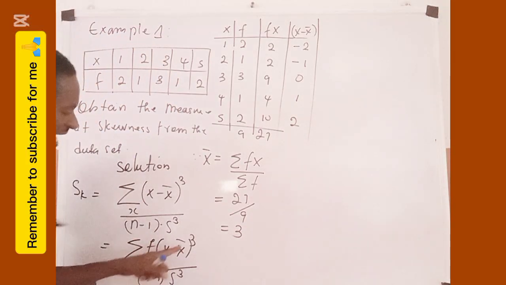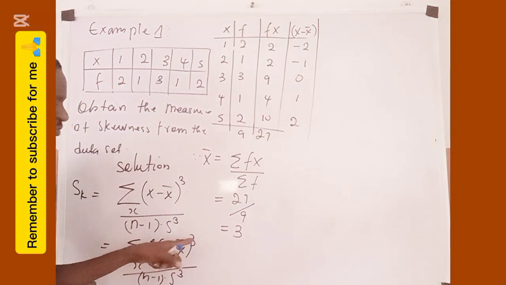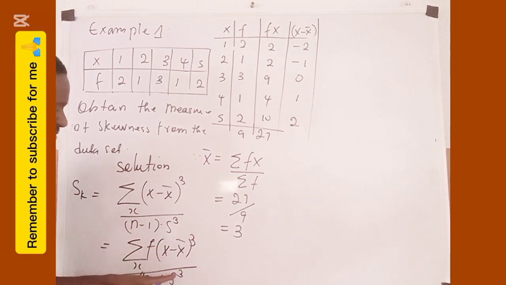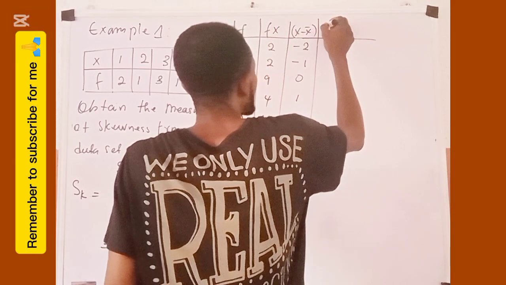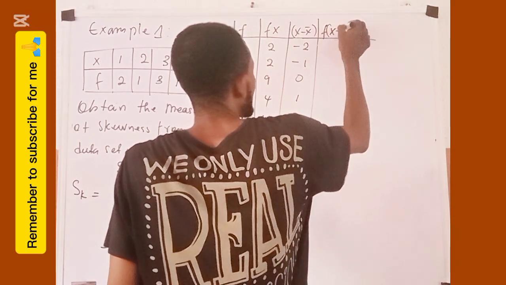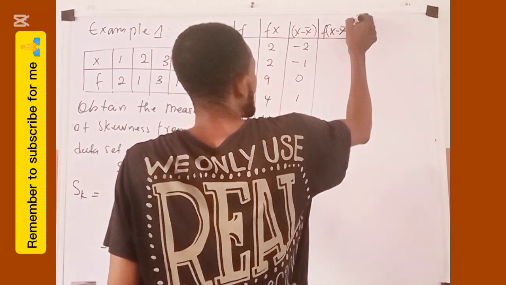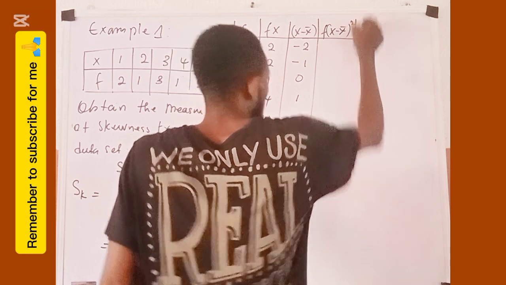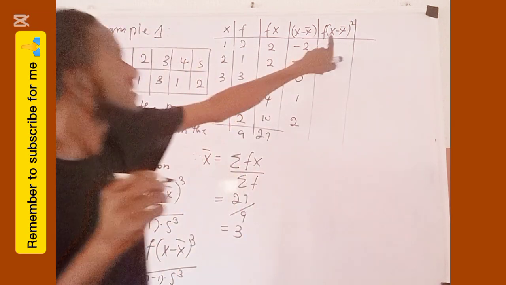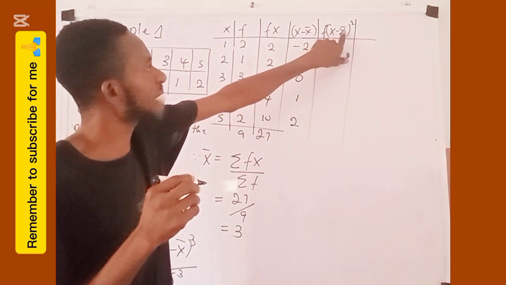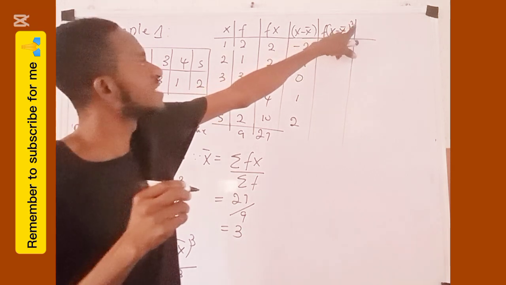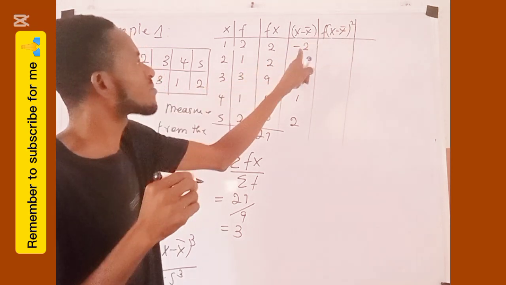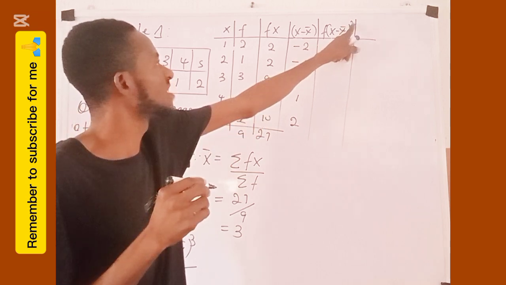But if you look at what I have here, it is either raised to power 3. When I want to calculate the variance, it is raised to power 2. So I will now include a column for f times (x minus x bar) all raised to power 2. First, this x minus x bar has been gotten here to be minus 2. We are raising it to power 2, which is minus 2 raised to power 2, which will give me 4.